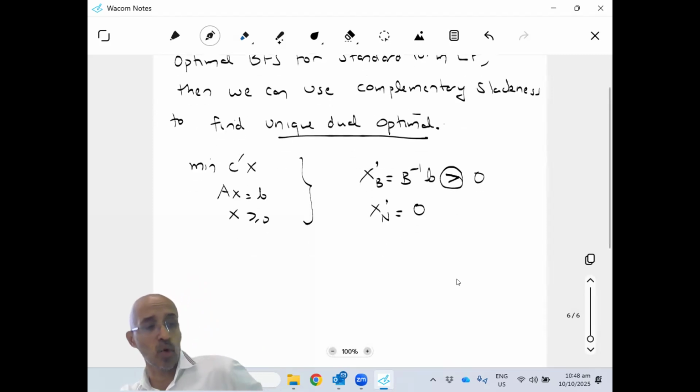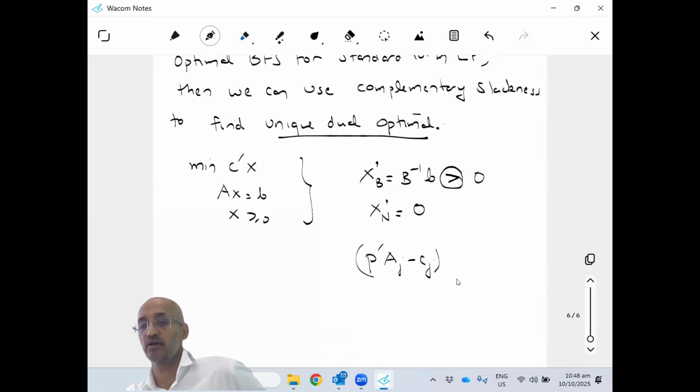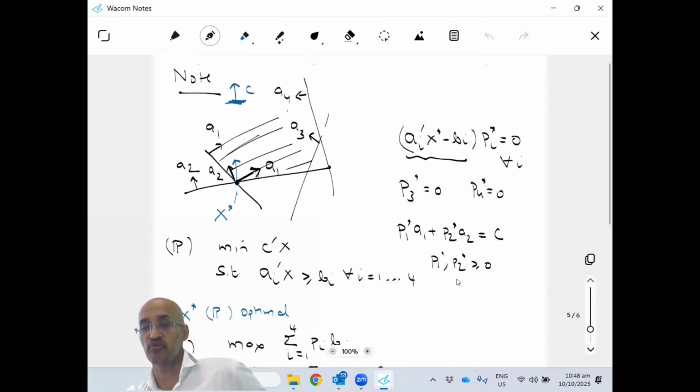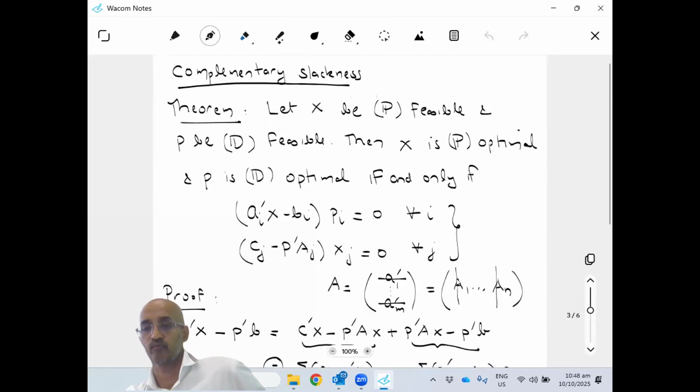Okay. Now, what is the complementary slackness condition telling me? I've got this condition saying (P transpose A_j minus c_j) times x_j bar is equal to zero, from complementary slackness. Right? This is my condition. This thing has to go to zero.